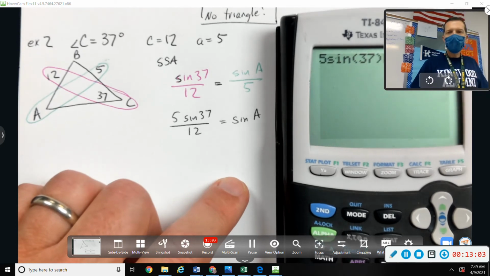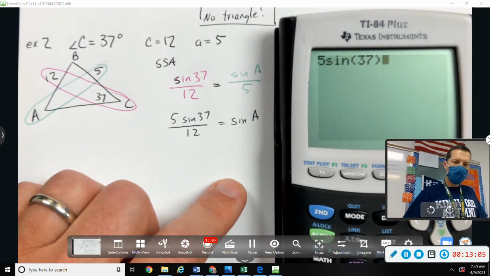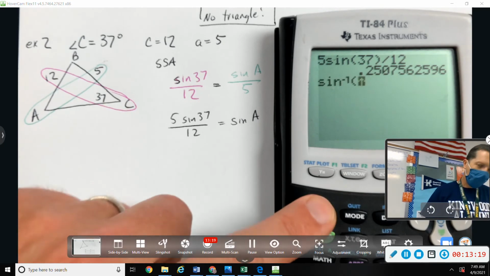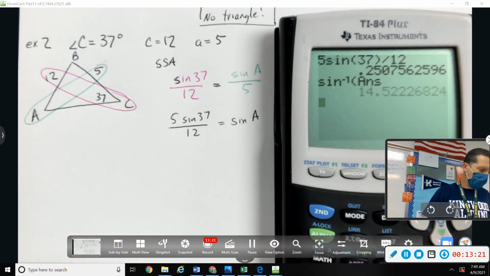Five sine 37 divided by 12. What do I do with that answer? That's what the sine of A equals. So inverse sine, to go backwards to figure out what A is. So inverse sine of that will tell me what angle A is.